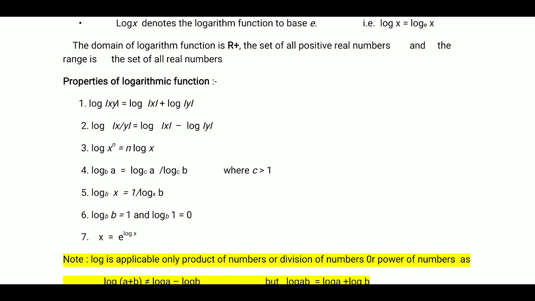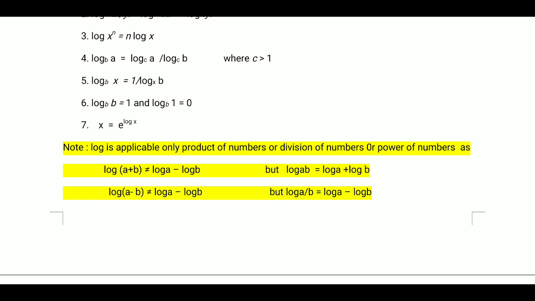Next property: log b base b is equal to 1, because b power 1 is equal to b. So log b base b is equal to 1, and b power 0 is equal to 1. So in logarithmic form, log 1 base b is equal to 0. Now the next property is x is equal to e power log x. Here the base of log is e, so we can convert any number into logarithmic form.